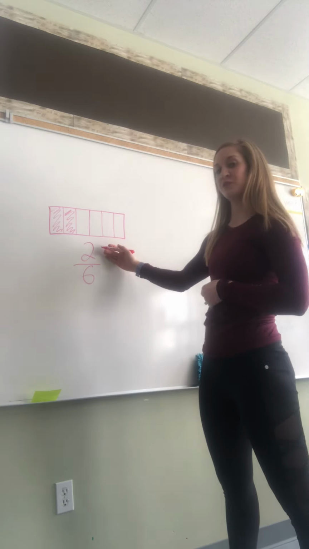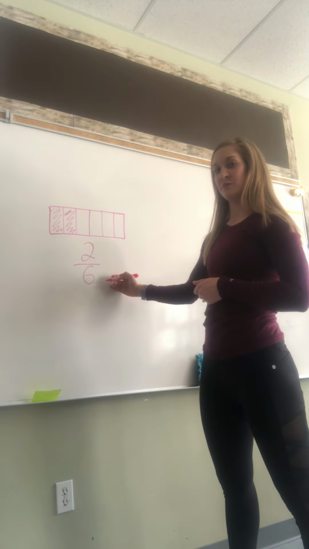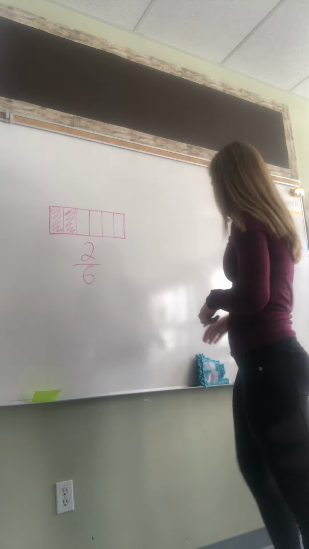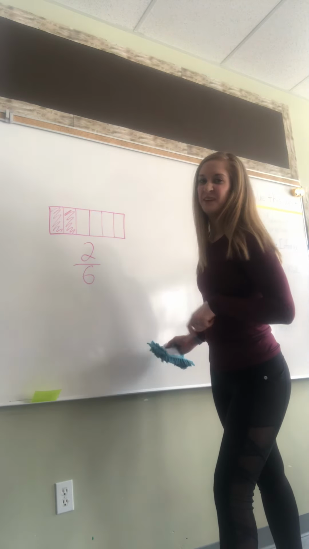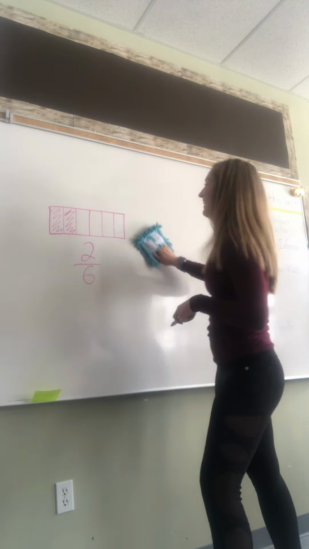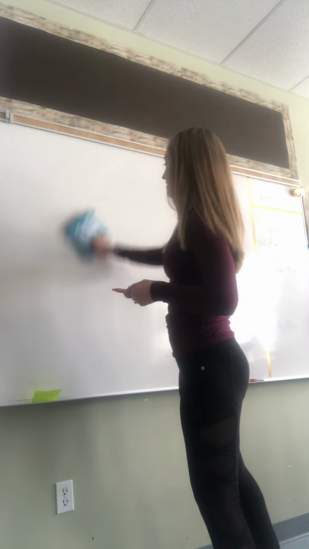So again, the top number here is called the numerator. Bottom number is the denominator. Or maybe you're going to be a really nice sibling and give them more. Or maybe you're going to share half and half.